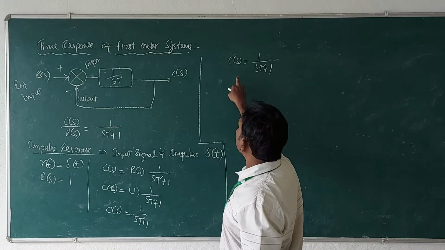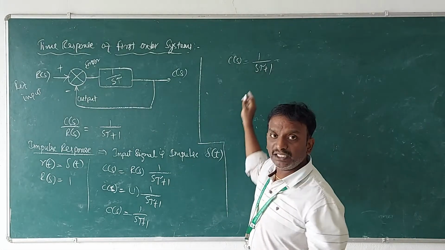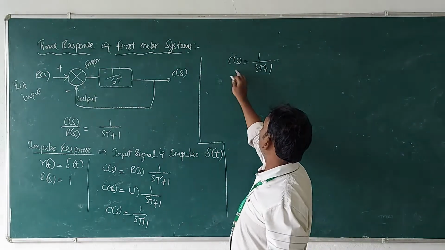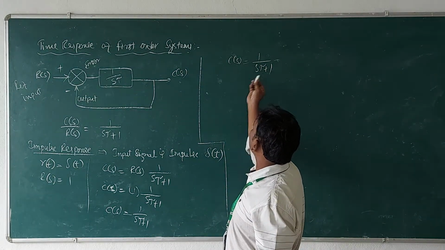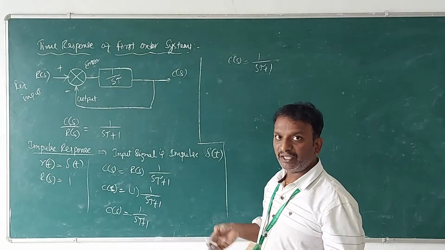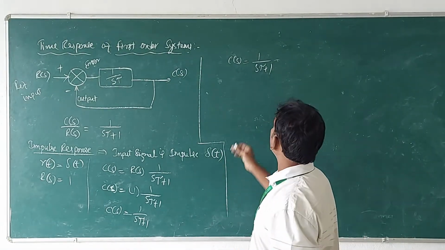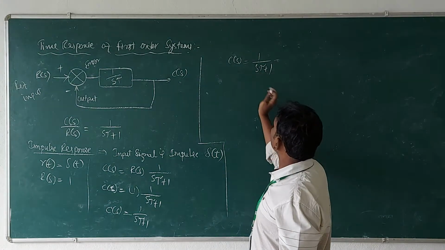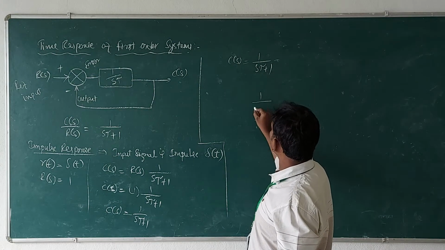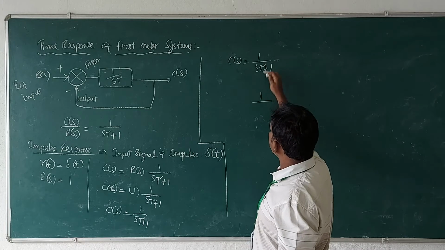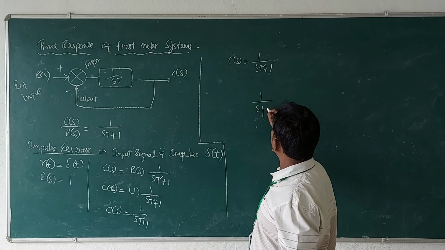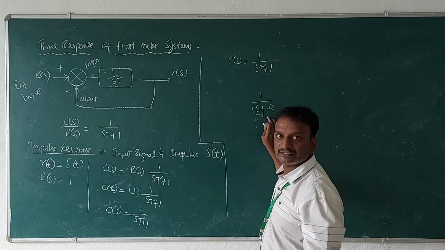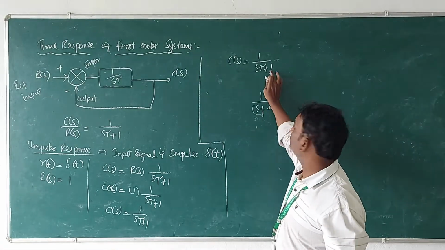Now this is the equation in the s domain. I want to convert it to the time domain. So how to obtain this time domain? I need to apply the inverse Laplace transform. Before applying it, you have to adjust this equation in the form of 1 by s plus something, like this. You have to arrange this equation like this.